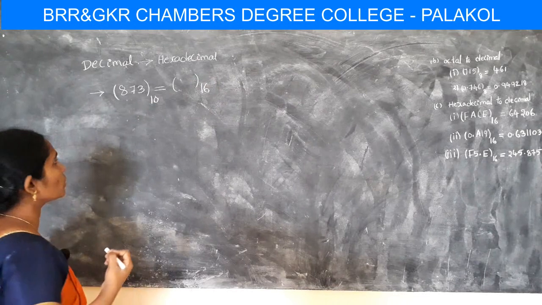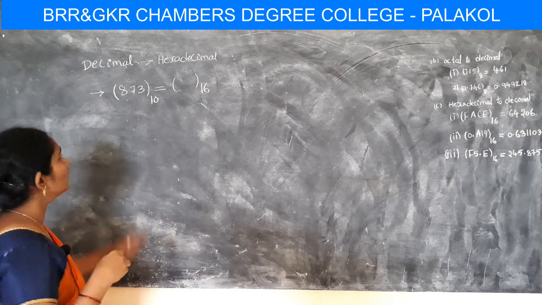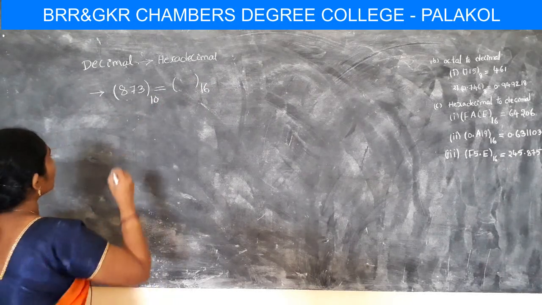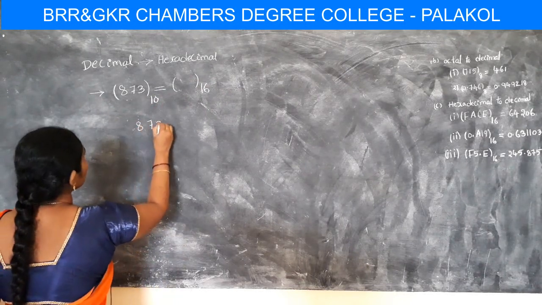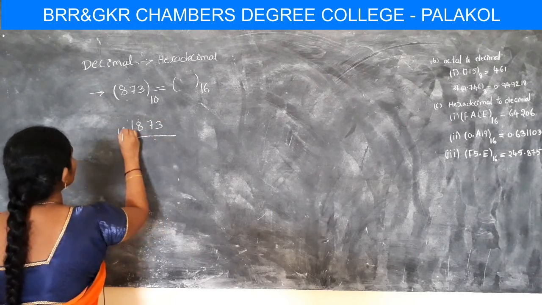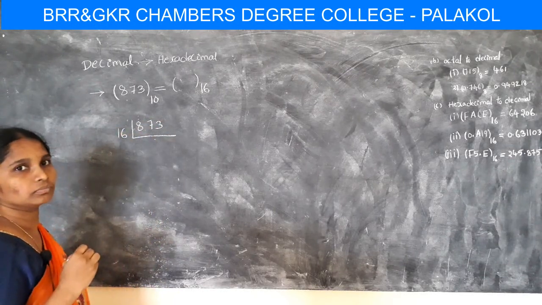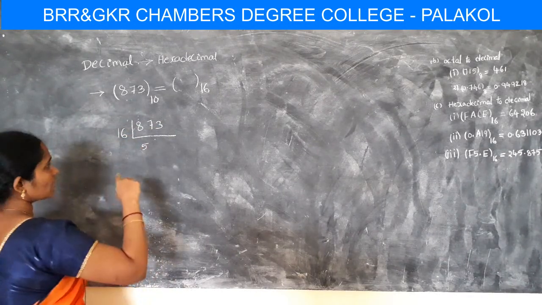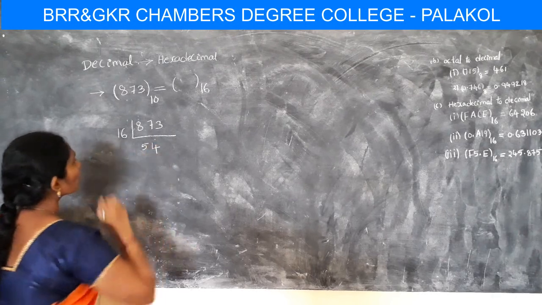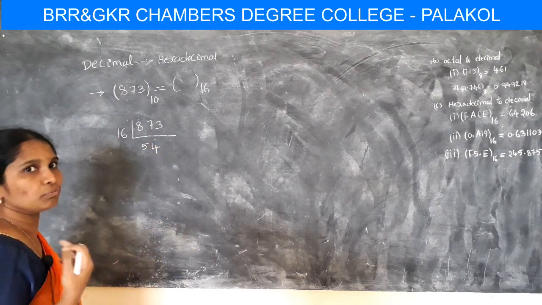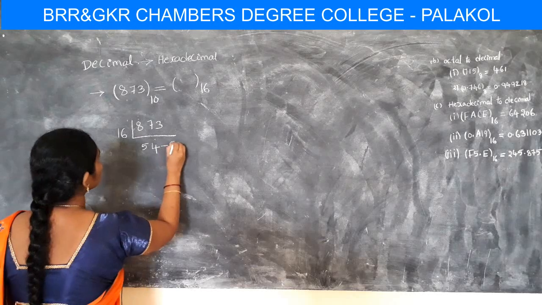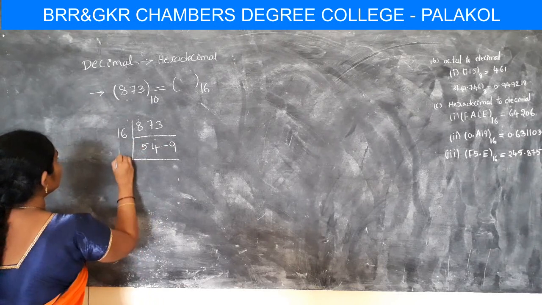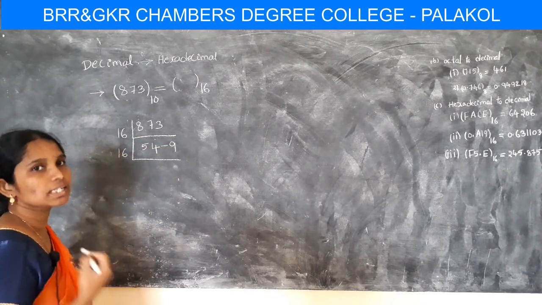Okay. So what is the process? We have to divide this decimal number by the hexadecimal base. Therefore 873 is divided by 16. Okay. So 16 5s are 80, so 73. So 4 16s are 64. So here the remainder is 9, and after that again we divide by 16.